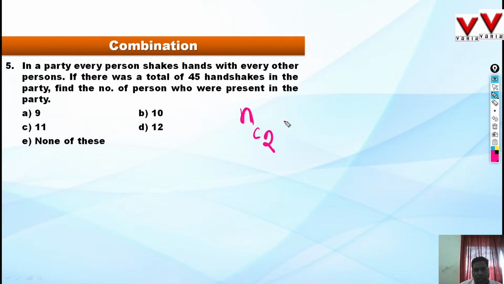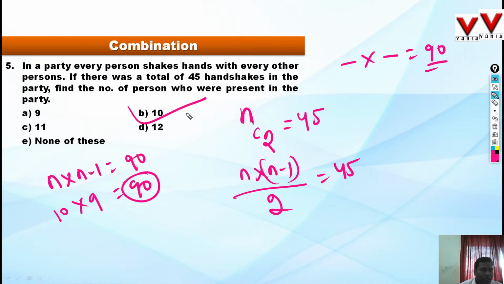There are two consecutive numbers whose product is 90. One is 10 and the other is 10 minus 1, which is 9. 10 9s are 90. So option B is our correct answer. Clear? Come to the next question. Question number 6.